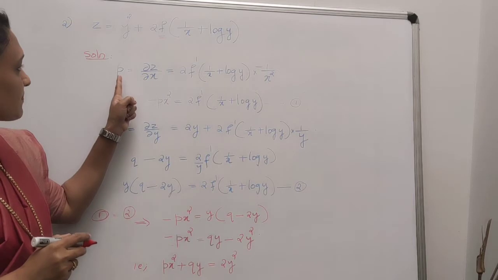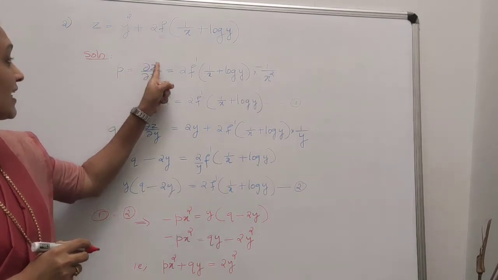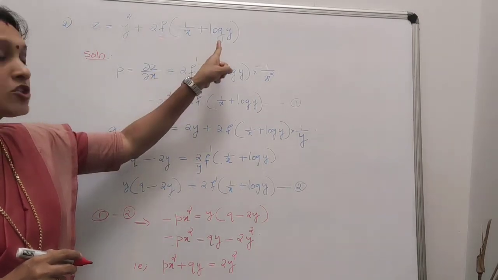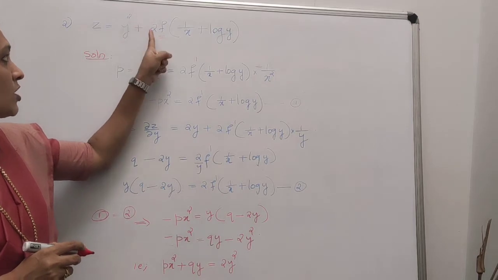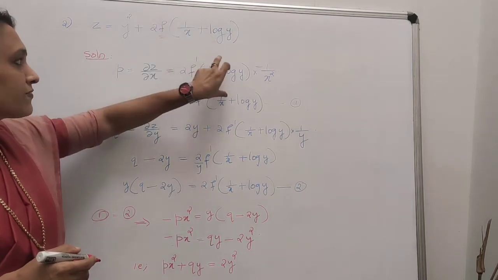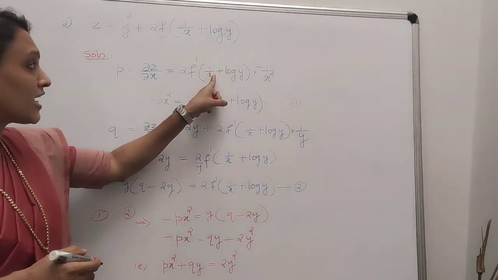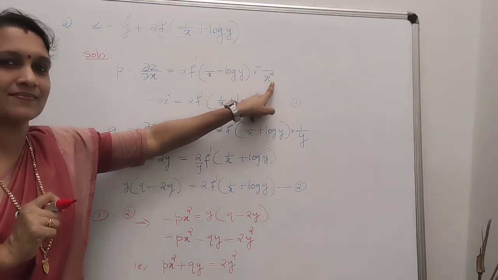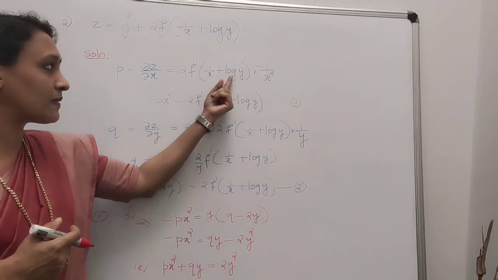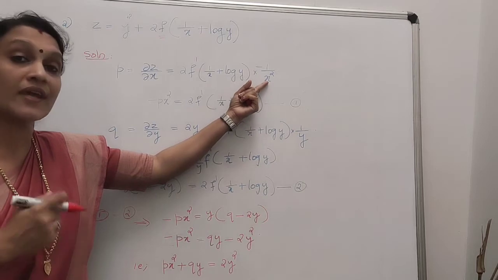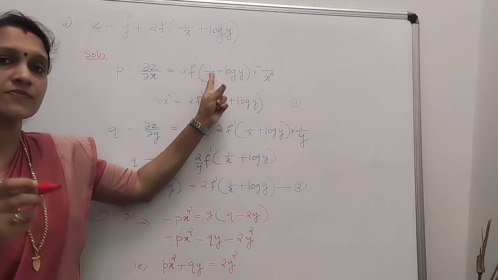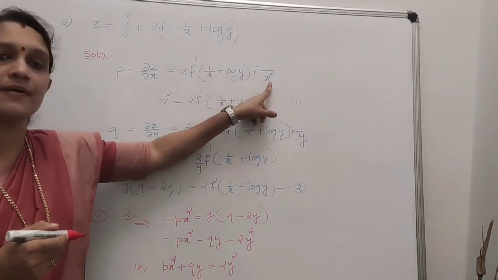Okay, so the first step is finding p, small p, that is dou z by dou x. You differentiate this equation with respect to x. So this is 0, plus 2f of something whose derivative is f dash of something into the derivative of that something, by chain rule. So the derivative of 1 by x plus log y with respect to x: we should consider only 1 by x, whose derivative is minus 1 by x square.